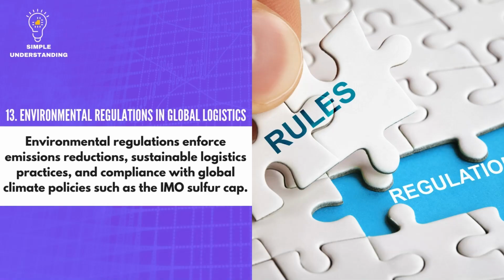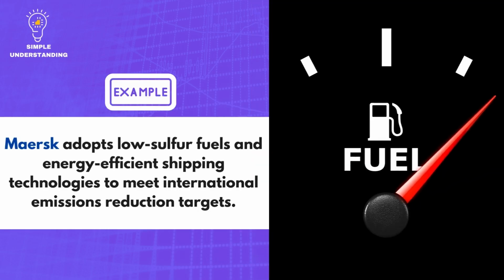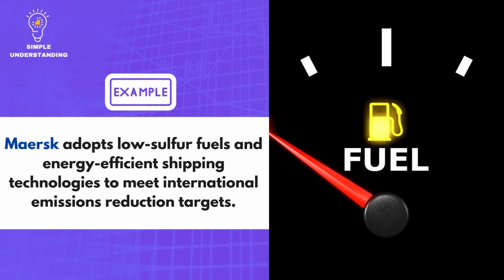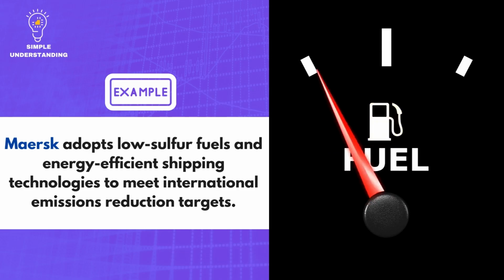standards. 13. Environmental regulations in global logistics. Explanation: environmental regulations enforce emissions reductions, sustainable logistics practices, and compliance with global climate policies, such as the IMO sulfur cap. Real company example: Maersk adopts low-sulfur fuels and energy-efficient shipping technologies to meet international emissions reduction targets.